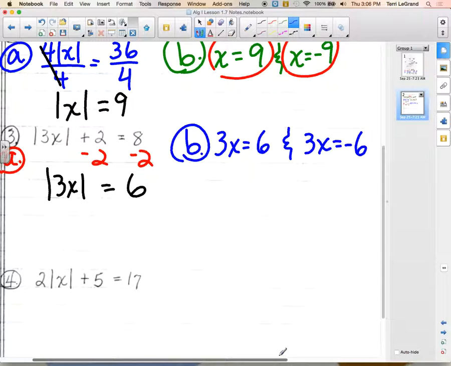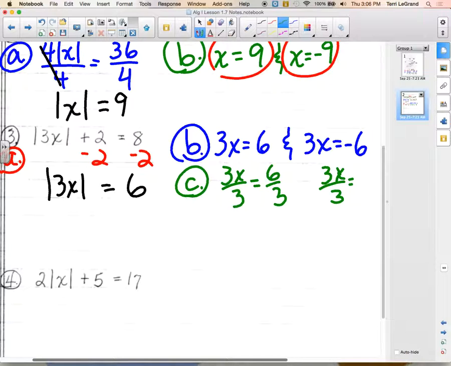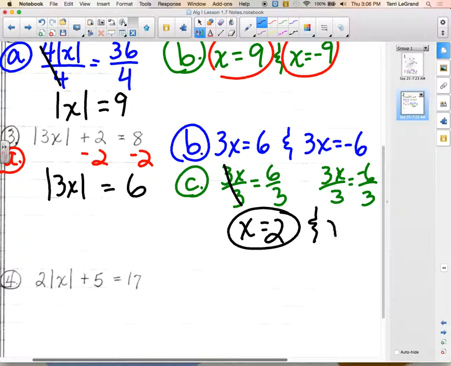Mara. Then we divide by 3 on both sides. Okay, and now we do have to do step C in this one. We do have to solve, so we're going to divide both sides by 3. And we find our solutions are going to be x equals 2 and x equals -2.